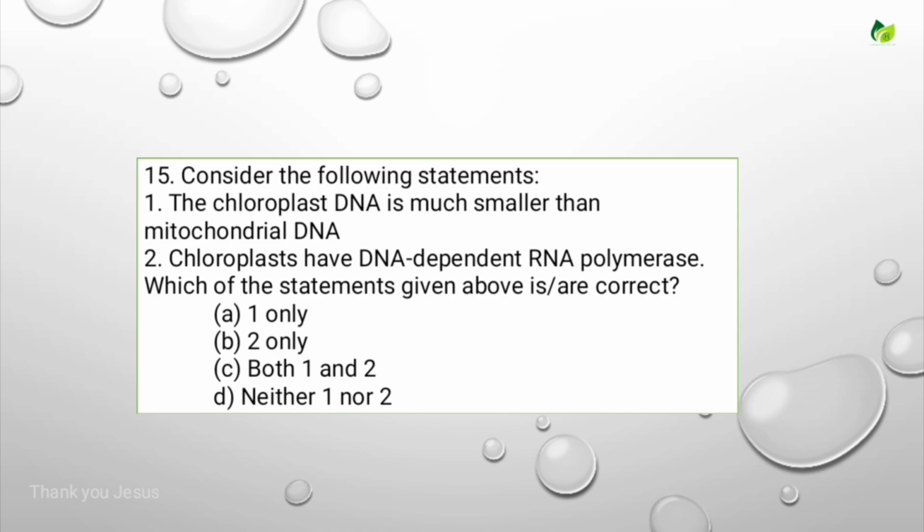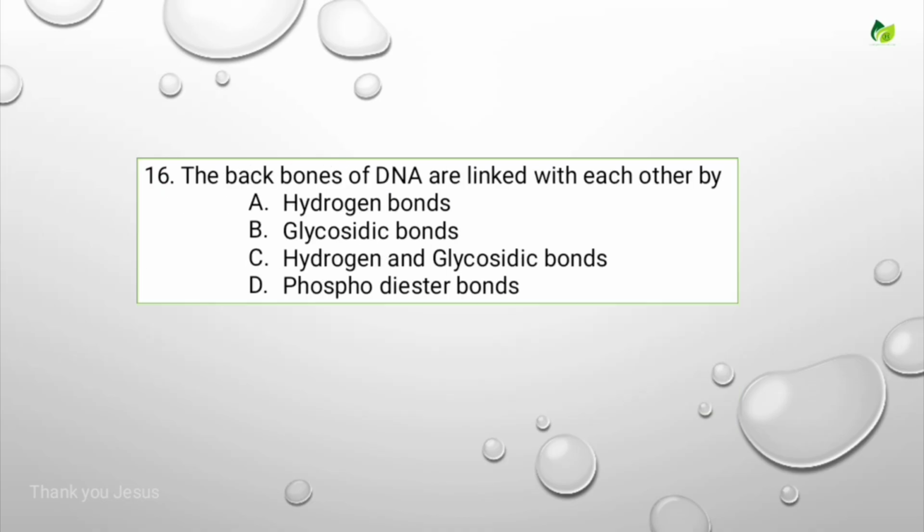Consider the following statements. One, the chloroplast DNA is much smaller than mitochondrial DNA. Two, chloroplasts have DNA dependent RNA polymerase. So, among them, you have to pick the correct statements. Options are given: 1 only, 2 only, both 1 and 2, neither 1 nor 2. For this, the correct answer is both statements 1 and 2 are correct. Let's see the next question.